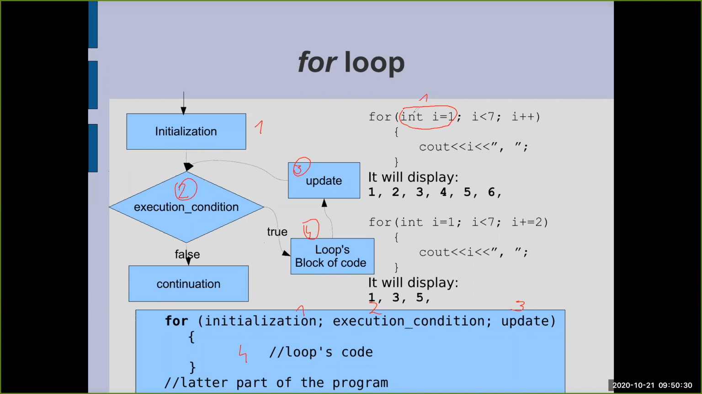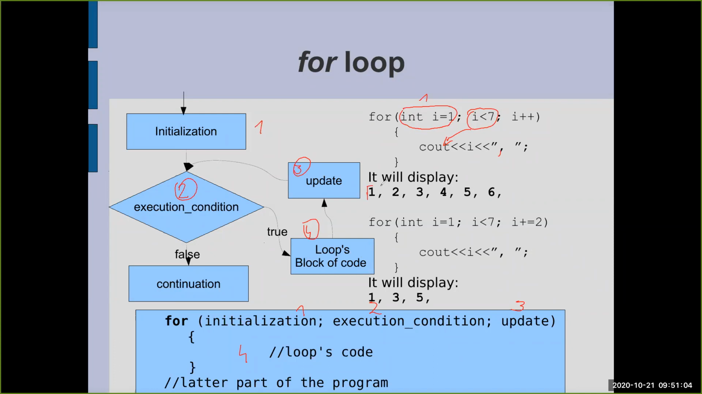So first, an integer variable is created and initialized, let's say here, with 1. The second operation is the condition. So it verifies whether i is smaller than 7. You can see i is 1, so it's smaller than 7, so we can go inside. In this case, we print out i and a comma.